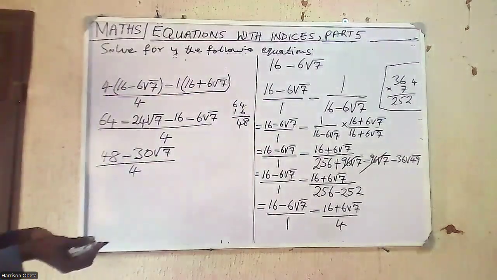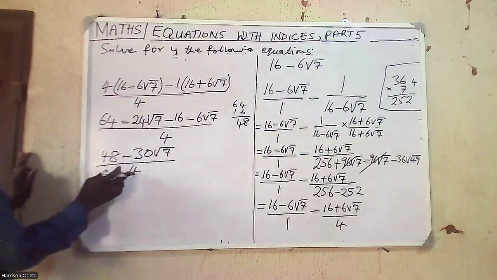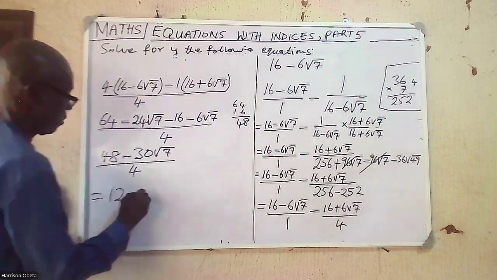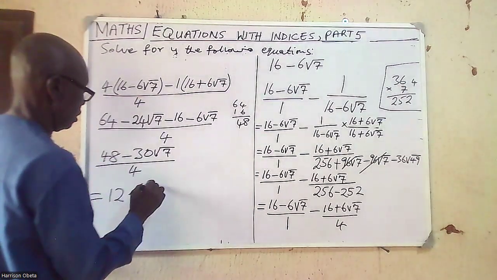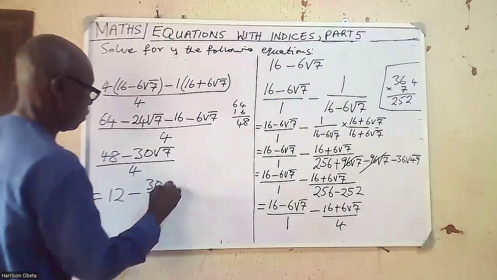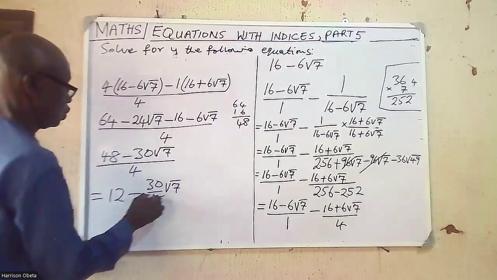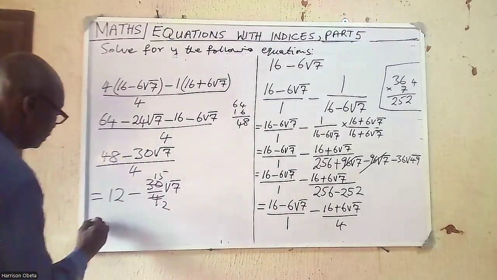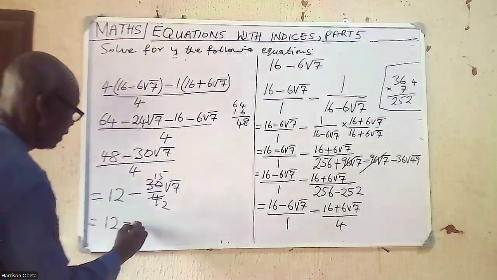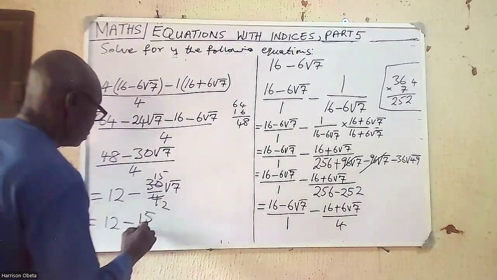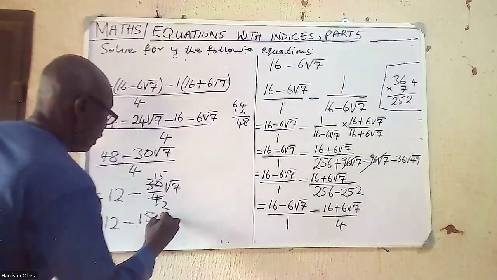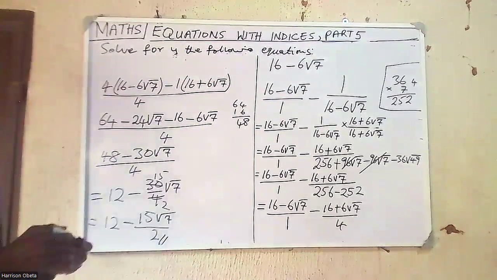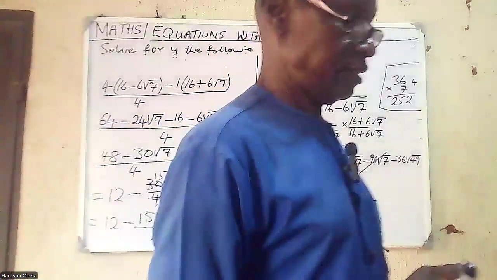And then you can simplify by trying to divide. Using 4 to divide 48 gives us 12, minus 30 over 4 root 7. 2 here is 2, 2 here is 15. So finally, our answer is 12 minus 15 root 7 all over 2.